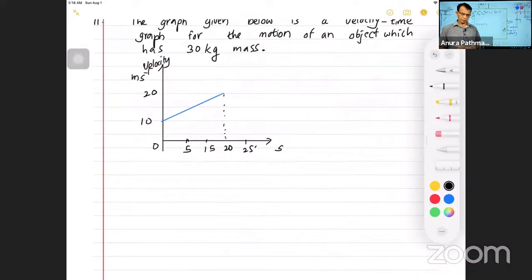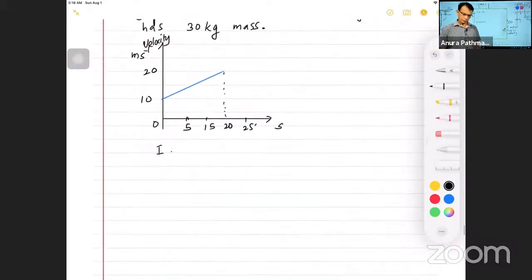Let's look at the answers to these questions from this graph. First one, I'm asking the usual one: what is the initial velocity?